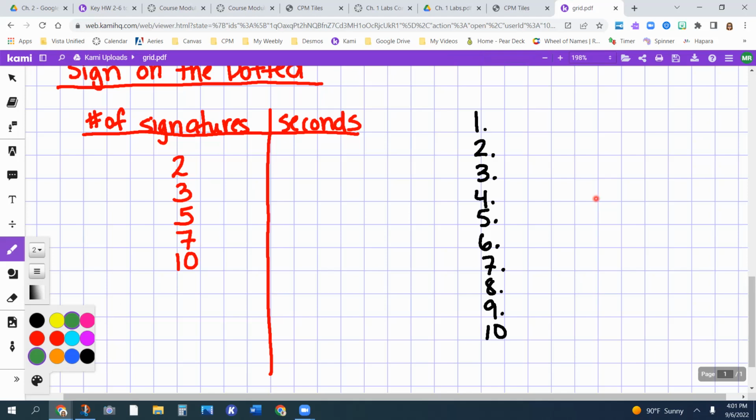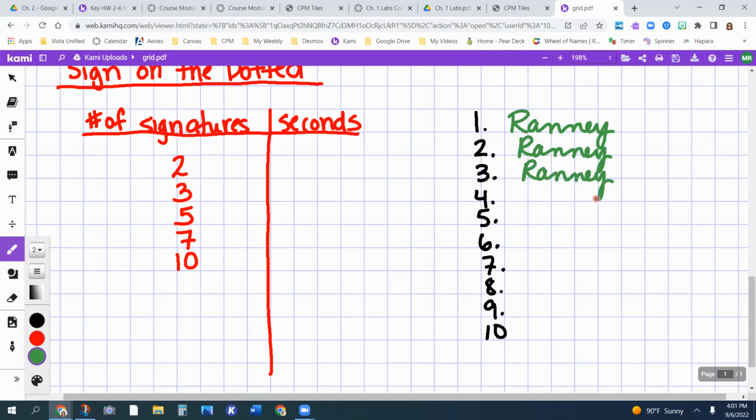So for example, if I'm signing, I'm just going to do my last name. You guys are going to do your first name. But let's say I do Ranny. Okay, I'd be timing, someone would be timing it, and then I would jot down how many. Then I'm going to start over, and this time I'm going to do 3 signatures. So Ranny, and then I'm going to put that for 3, and then go from there and do 5, and then do 7, and then do 10.